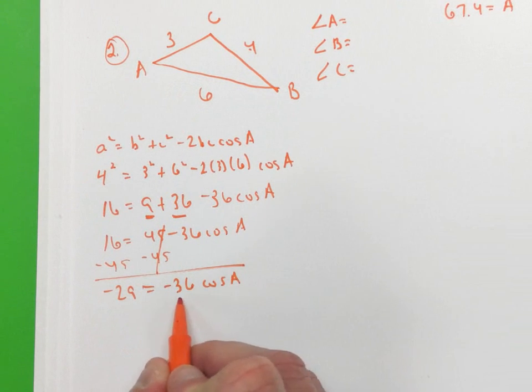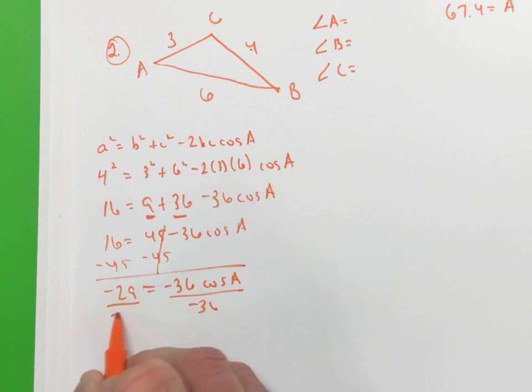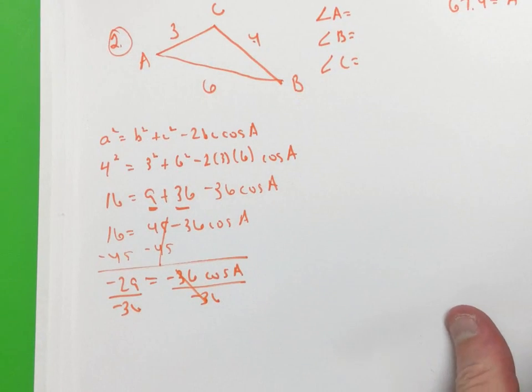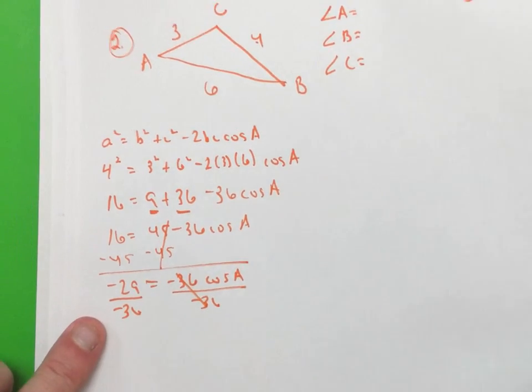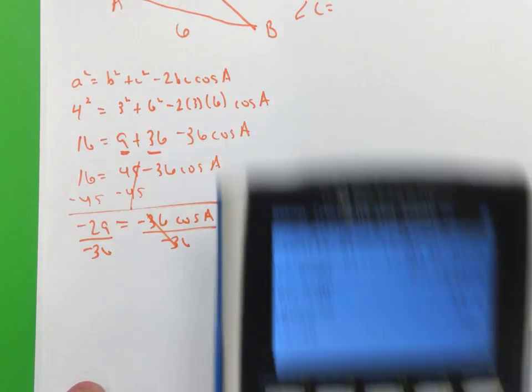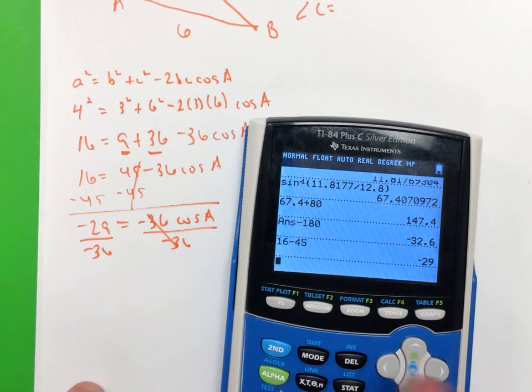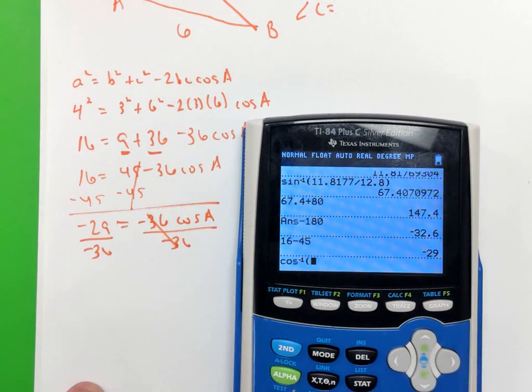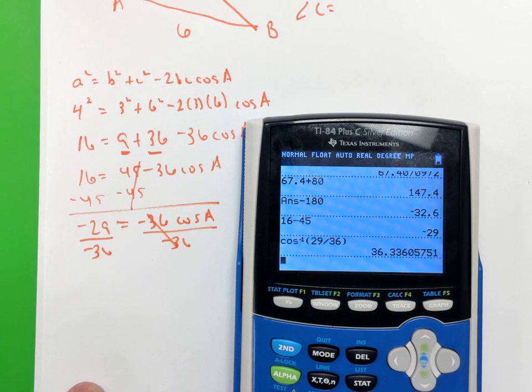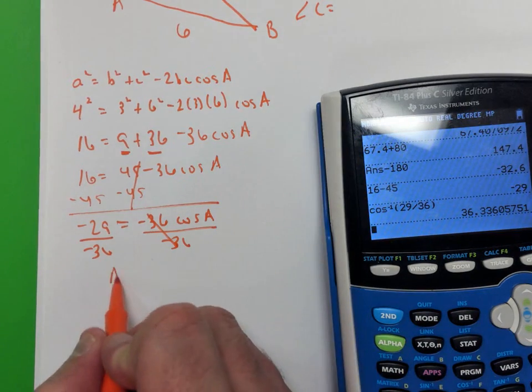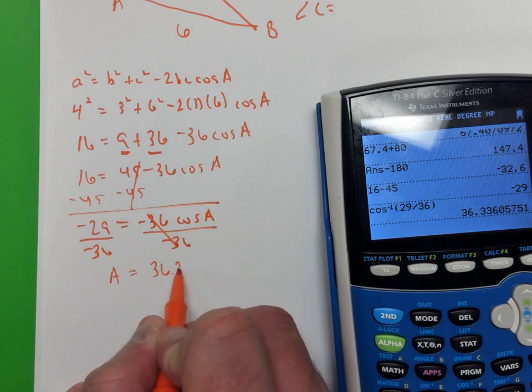Now, I want to finish getting this by itself, so I'm going to divide both sides by negative 36. Boom. You know a negative divided by negative is a positive, so you really don't have to put the negatives in there. Now, since I'm looking for an angle, I'm going to hit second cosine, 29 divided by 36. The reason I didn't put my negatives in there, a negative divided by negative is a positive. If you put your negatives, it would be the same thing. Promise. All right, so you get A equals 36.3 degrees.